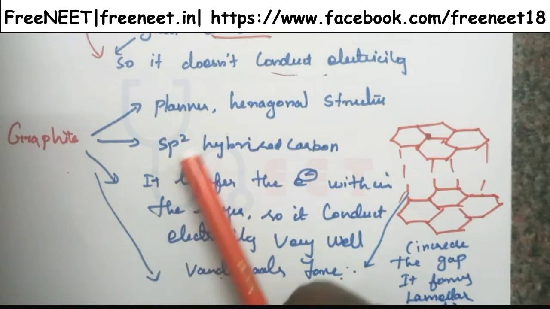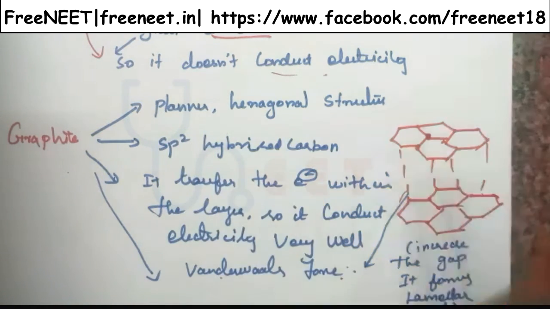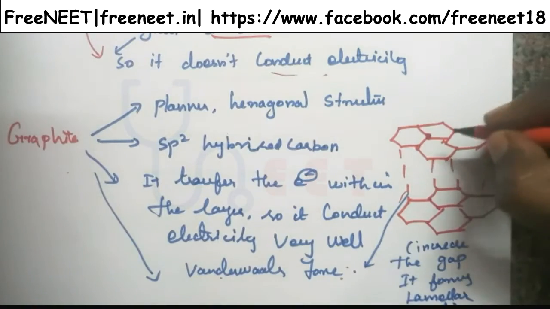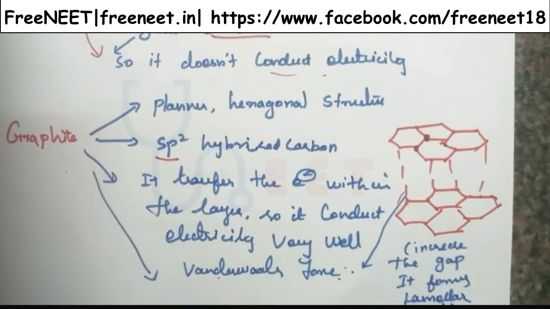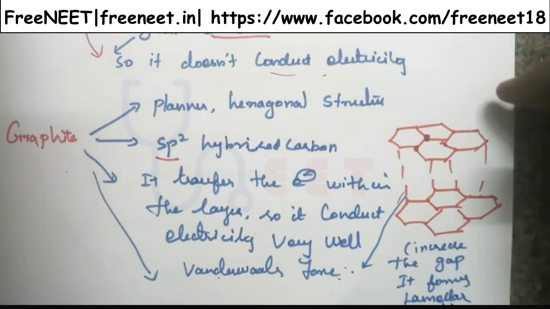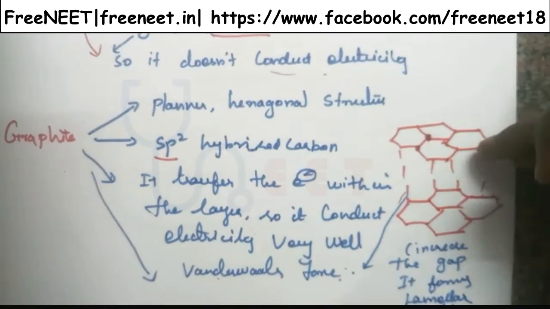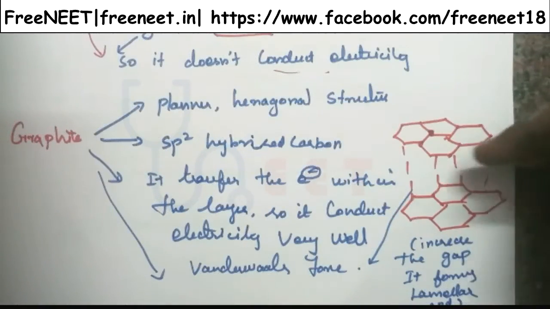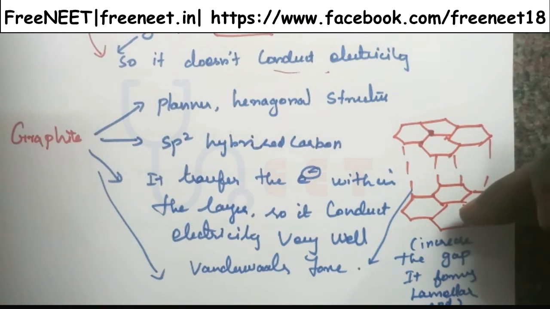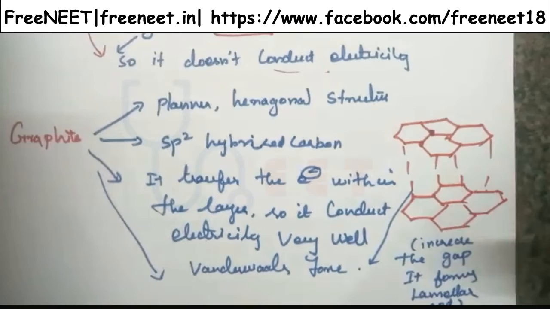Graphite has a planar structure as well as a hexagonal structure. All the carbon in graphite has sp2 hybridization. In graphite, it forms layers held by van der Waals force. Van der Waals force acts between these layers, so electrons are easily transferred from one graphite row to another, so it conducts electricity easily.